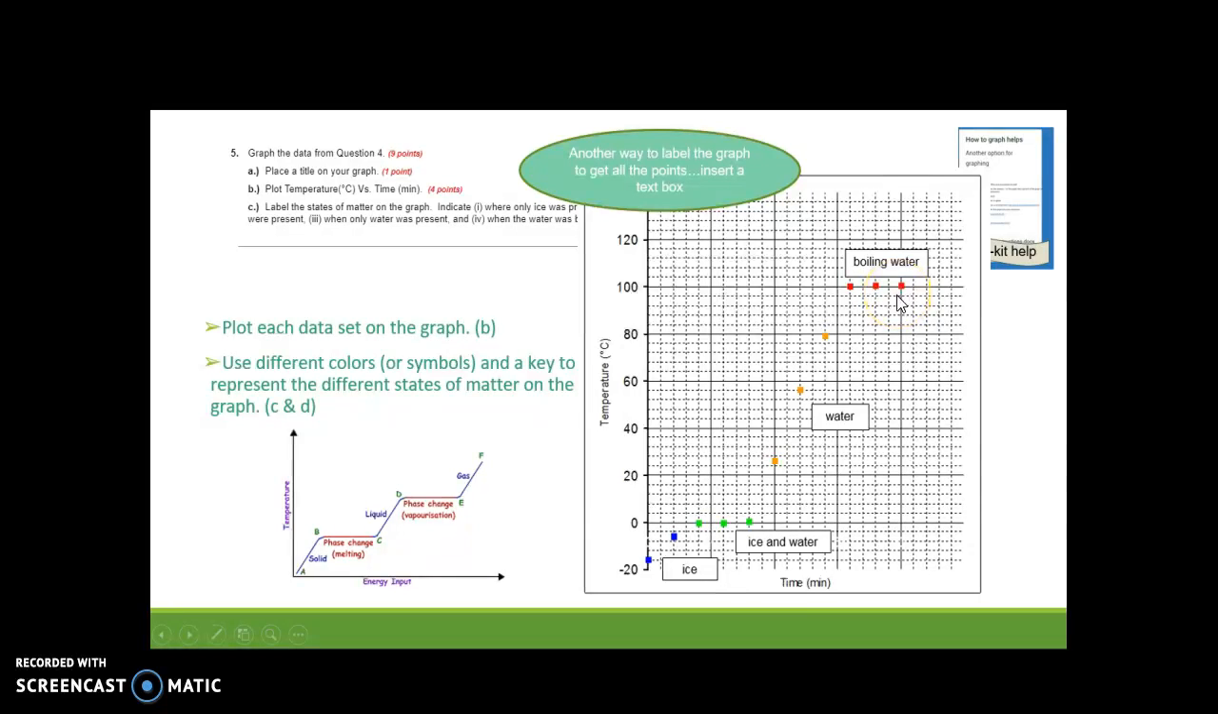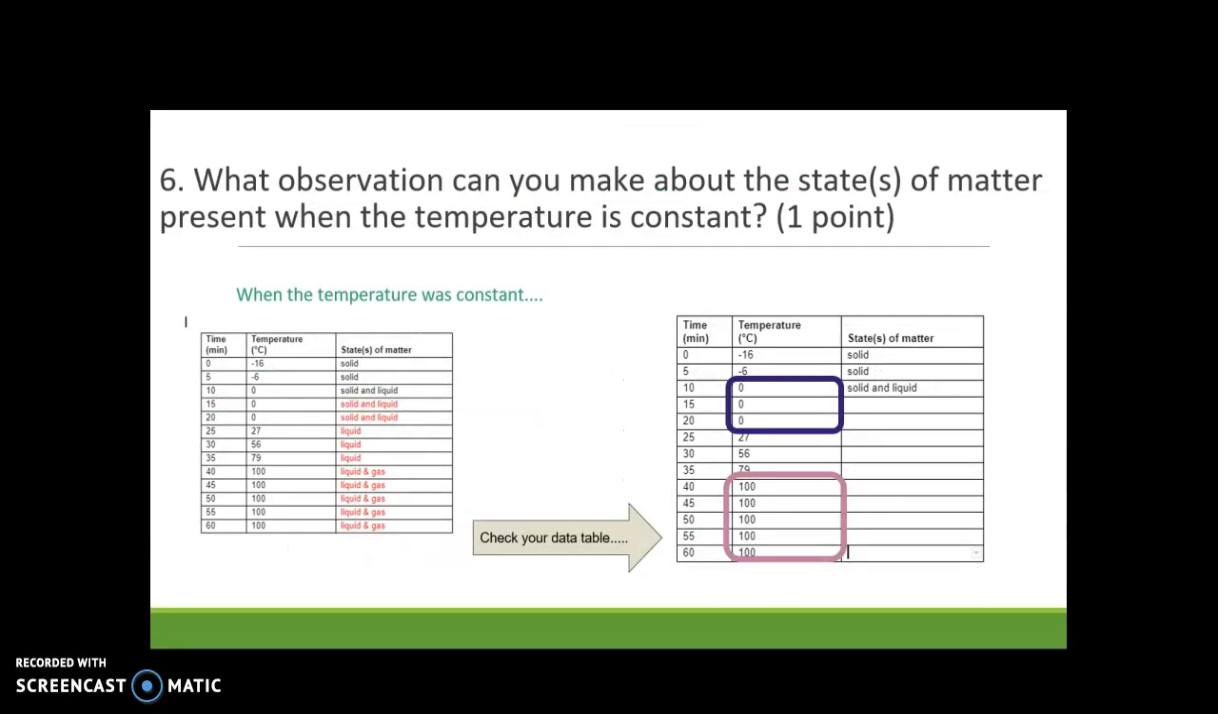We're trying to really make sure we understand this graph, because there are many questions on that Unit 2 test that are tied to understanding this concept. And it also helps us really see some patterns in science. So question 6 asks, what do you notice about the states of matter when the temperature is constant?